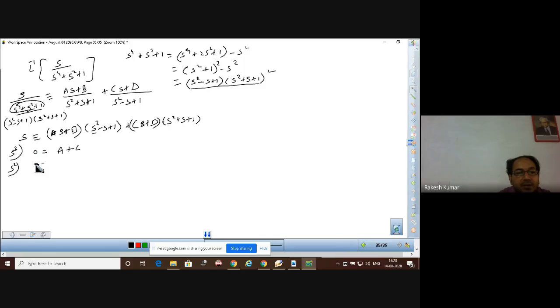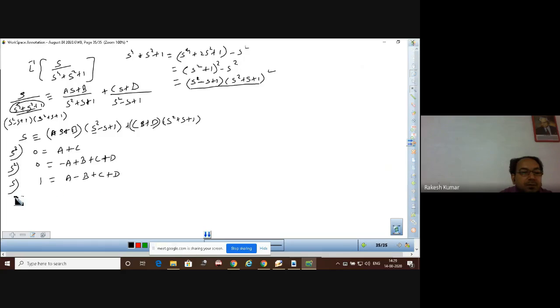Now we can equate the coefficient of the s square term. On the left hand side, this is 0. As will be multiplied with the minus s. It comes out to be minus a. b will be multiplied with s square. It comes out to be b. Then cs will be multiplied with s. You will get c, and you will get d also. So next term is s. What is the coefficient on left hand side? 1. And on the right hand side, this is a, and this is minus of b. What about this? This is c, and this is d.